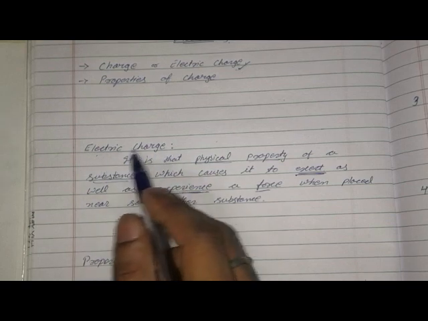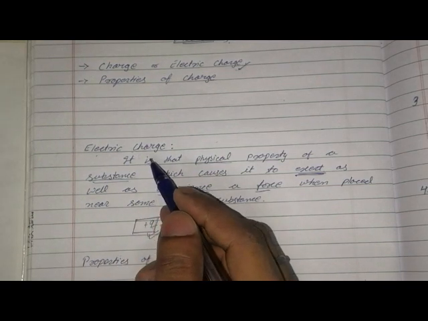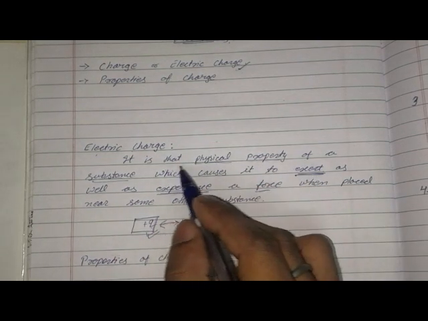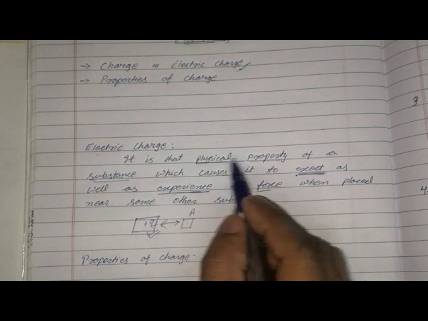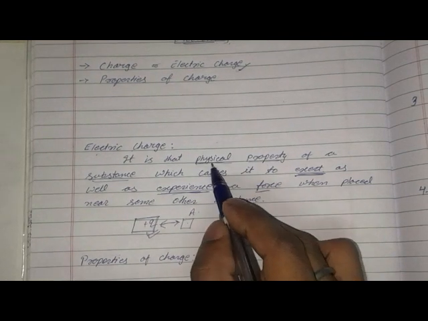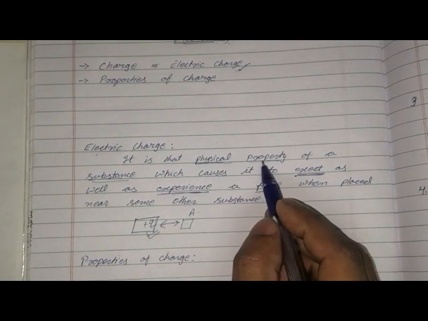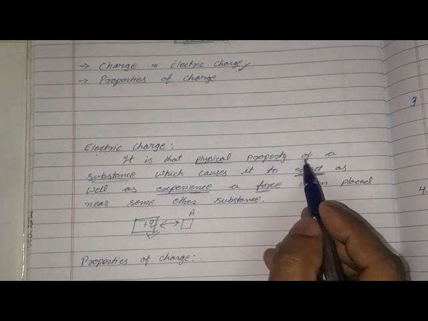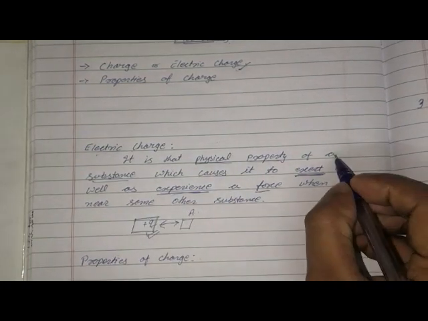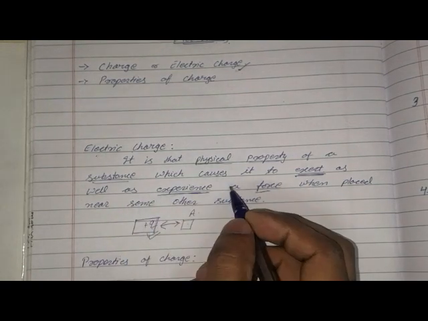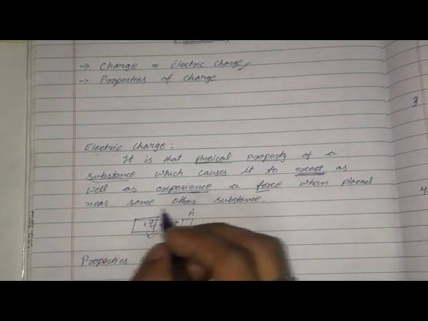Now we will start with these charges. The electric charge: first we will see the definition, then we will try to understand it. Electric charge is that physical property. What does physical property mean? It is not any substance, it is a property. A property is what exists inside any body. So it is a physical property of a substance, which causes it to exert as well as experience a force when placed near some other substance.